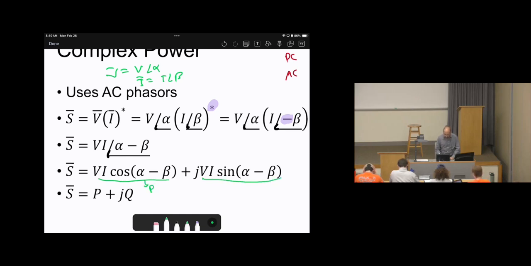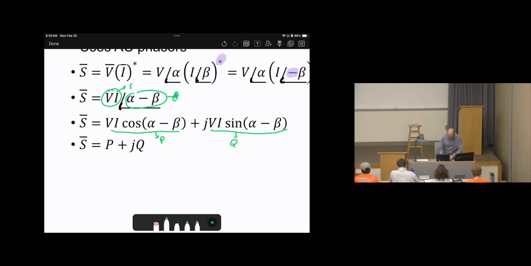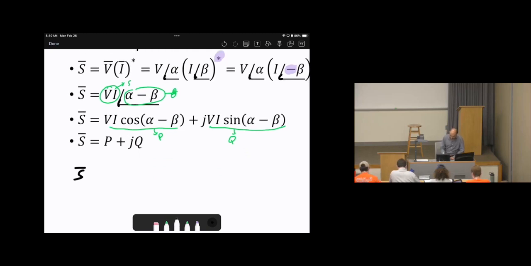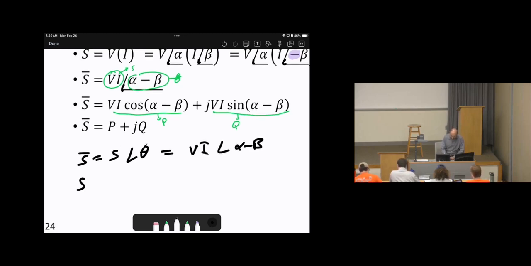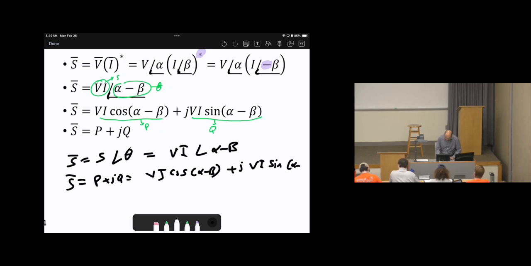Real parts we will call P, imaginary parts we will call Q. Then we have V times I in polar coordinates, this we'll call S. Alpha minus beta, we will call theta. So as a result, S bar in polar will be S angle theta, which means VI angle alpha minus beta. In rectangular, S bar equals P plus JQ, which means VI cosine alpha minus beta plus J VI sine alpha minus beta.